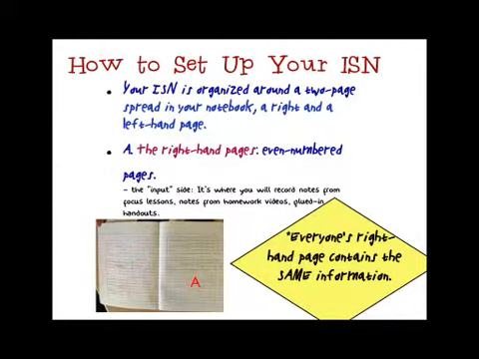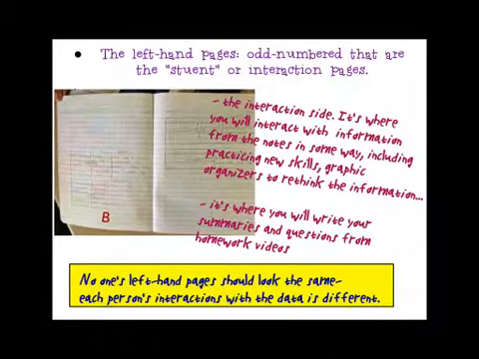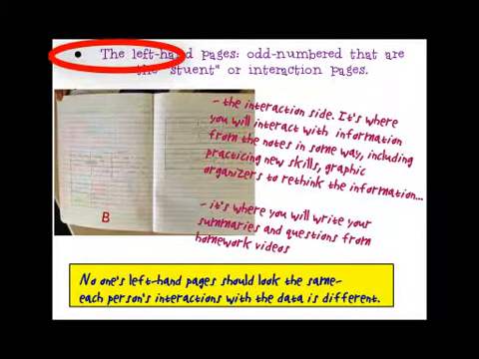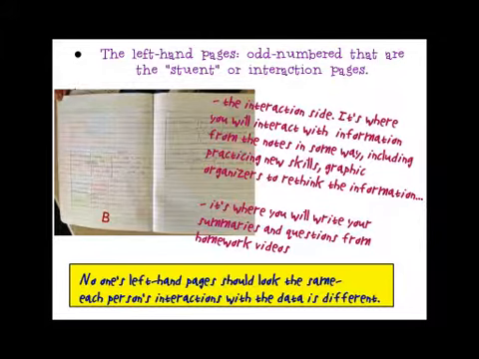The second half of the ISN setup is the left-hand page. Those are always odd numbered, and there's a reason between the even and the odd, or the right side and the left side. The even numbered right-hand pages are pages you can get right. Everybody should be the same. The odd numbered pages, your page is going to be different from everybody else's, or it'll look odd. The left-hand side is the interactive side.